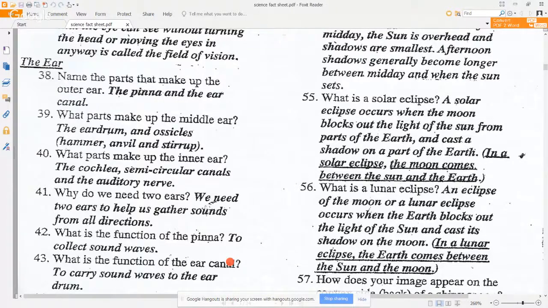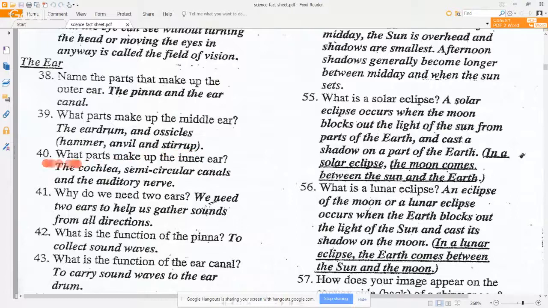What are the parts that make up the middle ear? We have the eardrum, the ossicles, the hammer, anvil, and stirrup. In class, I like to say the ear has 3 bones. You cannot miss them. So here it is: hammer, anvil, stirrup. So that's where we get the has. And then now miss them: M-I-S, malleus, scientific name for the hammer; incus, scientific name for the anvil; and stapes, the scientific name for what we call the stirrup.